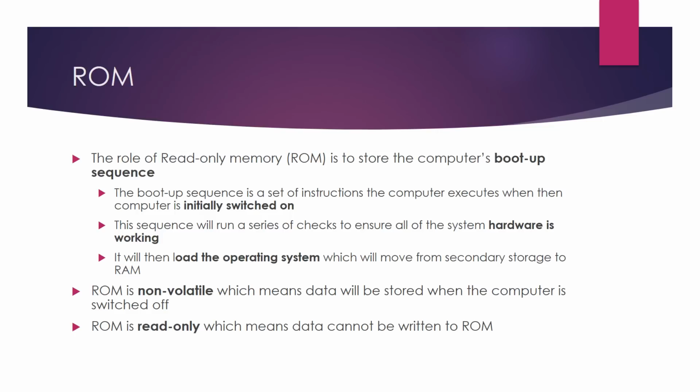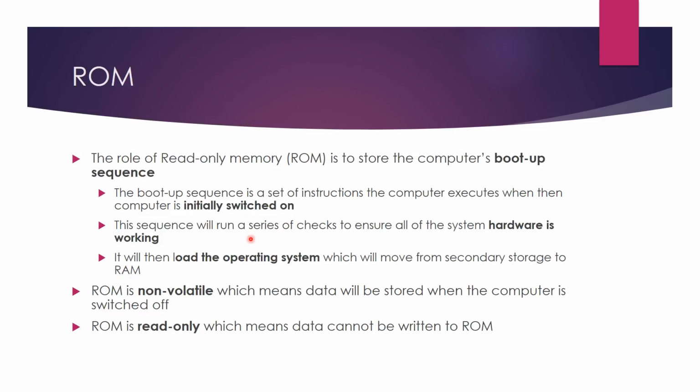Next type of memory, after primary memory or the volatile memory, is ROM. So ROM stands for read only memory. It means we can just read the data from this memory, but we can't write it. ROM contains the instructions which will be helpful for our computer boot up sequence. The boot up sequence is a set of instructions the computer executes when the computer is initially switched on. It means जैसे ही हम लोग सिस्टम को ऑन करते हैं, तो जो फर्स्ट इंस्ट्रक्शन सिस्टम प्रोसेस करता है, it will always be saved in ROM.